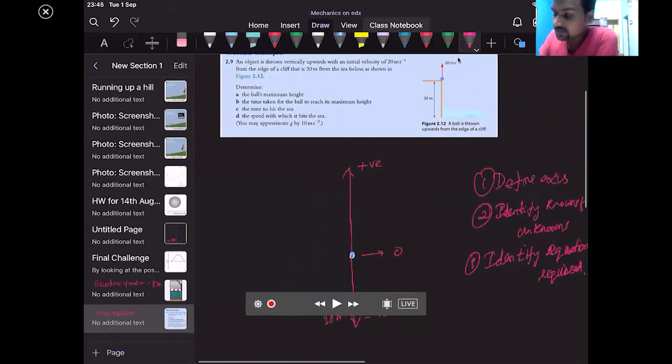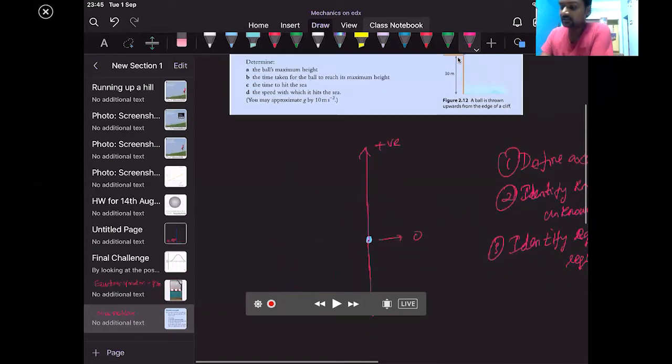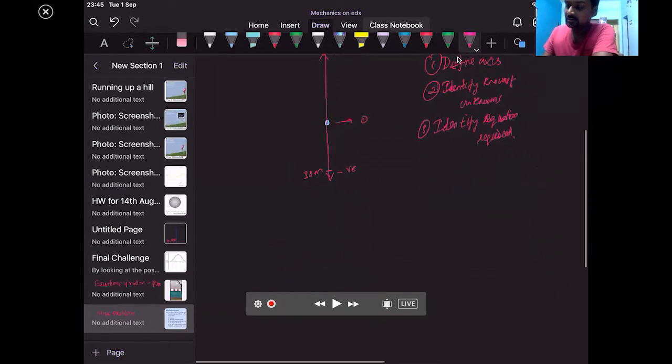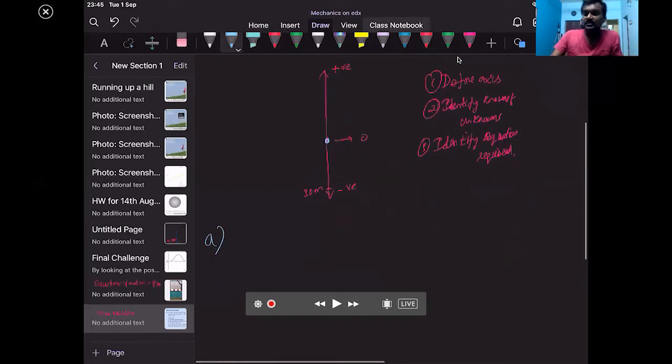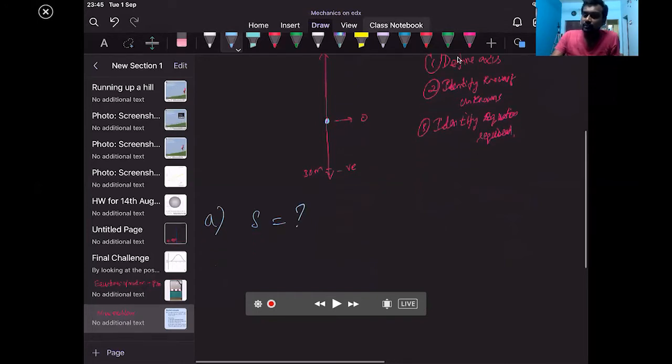So, second step, identify the knowns and unknowns. For that, I have to first read the question. The ball's maximum height. So, part A, I need to find the ball's maximum height. So it's basically asking for S at a particular instant. What is the instant at which it reaches the maximum height? If you think about it, when the ball reaches its maximum height, the velocity is going to be 0 meters per second.